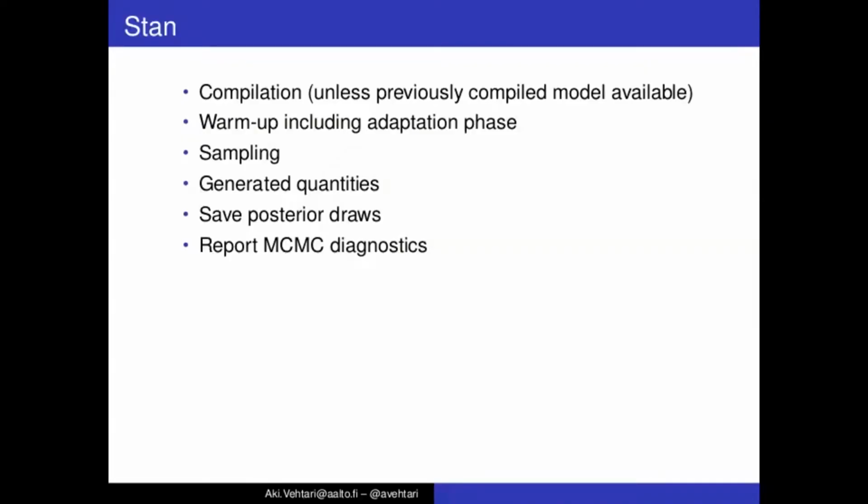So after the model has been written in Stan language, which defines this log posterior density, this Stan code is transpiled to C++, which is then compiled to a binary file for maximum efficiency. Then there's a warm-up phase, which also includes an adaptation phase for the parameters of this Hamiltonian Monte Carlo algorithm, and then at some point the actual sampling phase starts. We store these posterior draws. There can also be generated quantities, additional quantities not needed in the actual log density computation. And then when we have collected the posterior draws, we can compute different Markov chain Monte Carlo diagnostics, which will tell whether this computation worked well.